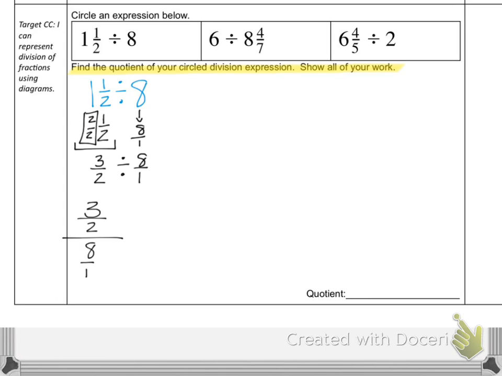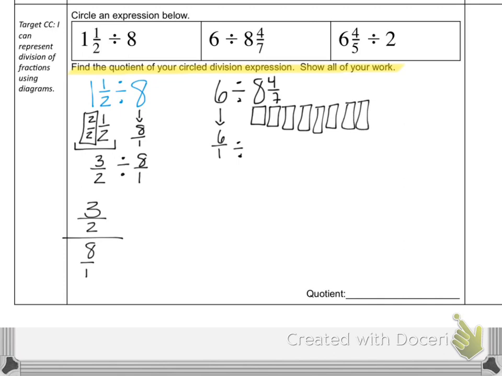Again, everything must be in fraction form. So if you were looking at this second one, 6 divided by 8 4/7, you have 6 over 1 divided by, in this situation, we have 8 whole groups, not one whole group. 1, 2, 3, 4, 5, 6, 7, 8, and then 4/7. We have 8 full groups of 7 out of 7. You would fill all of these in and figure out how much you have for your fraction.